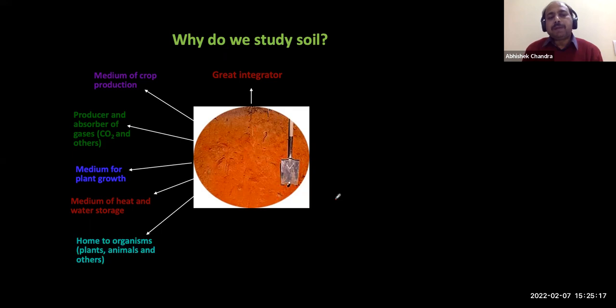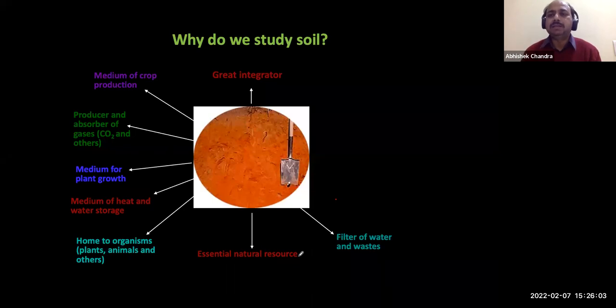And it is the home of plants, animals, and microorganisms. If the soil were not present, nothing would survive. So we can say it is the home of organisms, an essential natural resource. No doubt we can produce things using mechanical force, but soil is a natural product provided by nature free of cost. Nature does not charge a single penny for making 1 gram of soil or the entire soil. It is also a filter of waste and water: whatever dirty water you throw into the soil percolates through different sizes and pores, and finally it becomes clean.